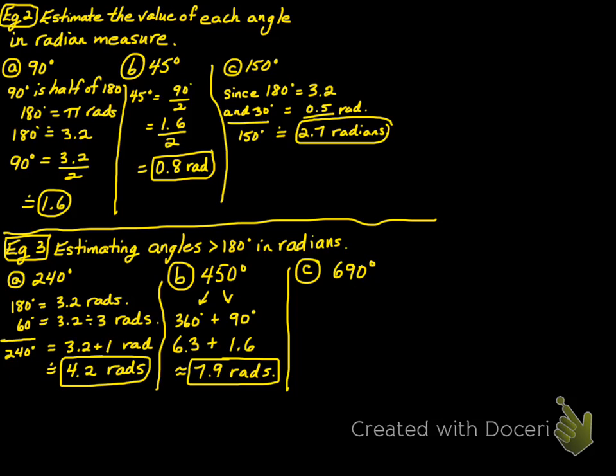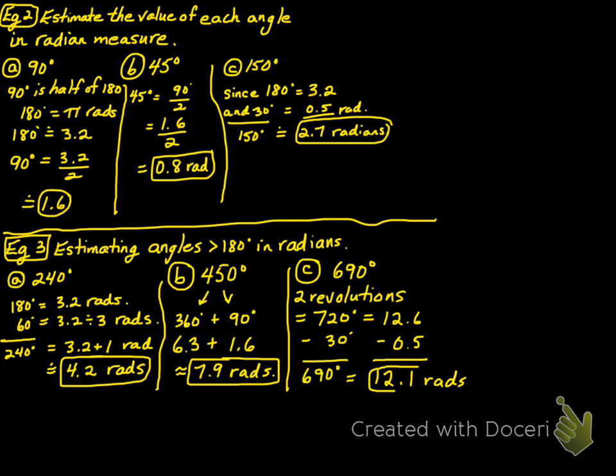Our last one, 690 degrees. Well, 2 revolutions is 720. And so if we went 720 minus 30, we would be at 690. So 6.3 is 1 revolution. 12.6 is 2 revolutions. That's our 720. Minus our 30 degrees, which is 0.5. And we're left with 12.1 radians for a 690 degree angle.